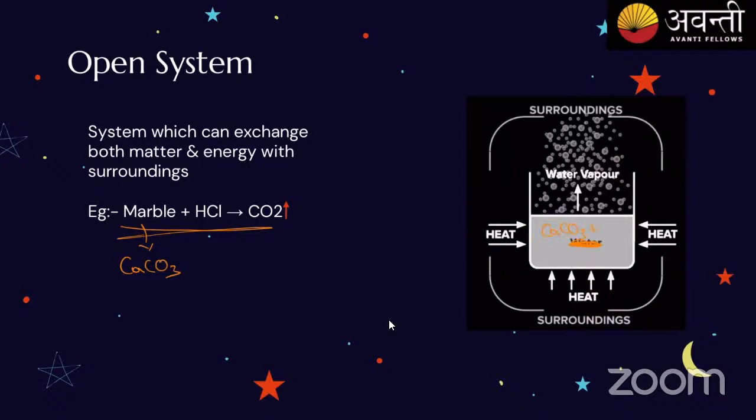In case of water, after heating, what happens? Water vapor was given. If you are taking marble and HCl, calcium carbonate and HCl, and if you heat it, it gives rise to carbon dioxide gas, where again matter is escaping and thermal energy is also being transferred. This is also one type of open system. Clear. Now I have seen open. What happens if we keep a lid on it? That will be our closed system.